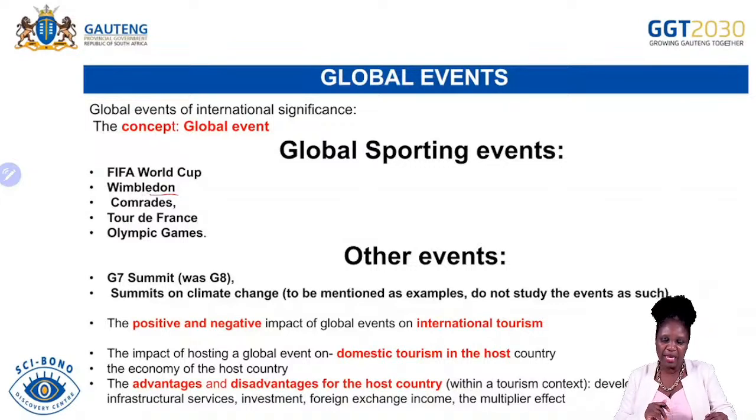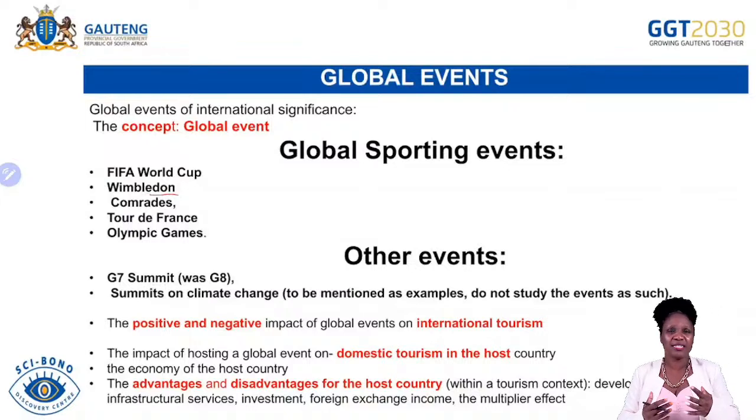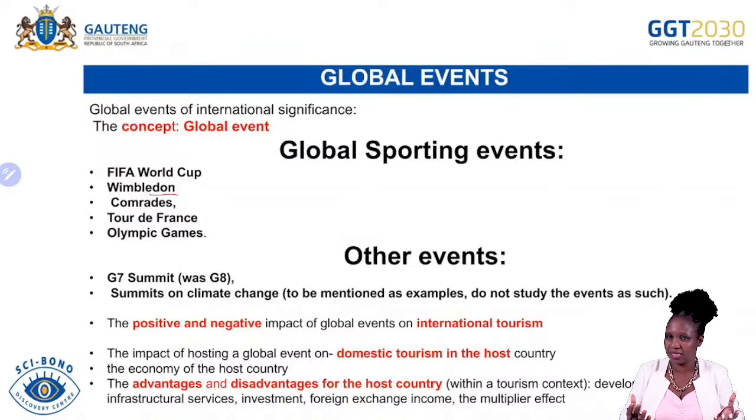All right. And then we've got other events that we can just mention. Don't dwell much on them, just mention them in passing. We've got the G7 Summit, which is formerly known as G8. We used to call it G8 because there were 8 states. Now it is G7 because there are 7 states. And then we've got different summits on climatic change. All right. These are just examples.